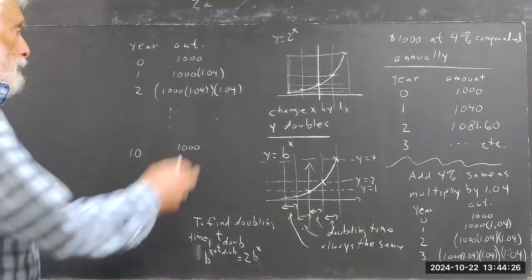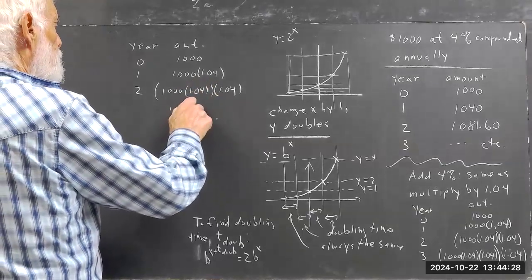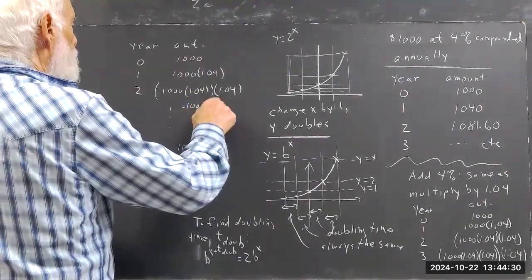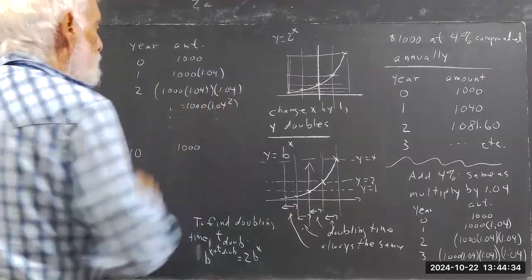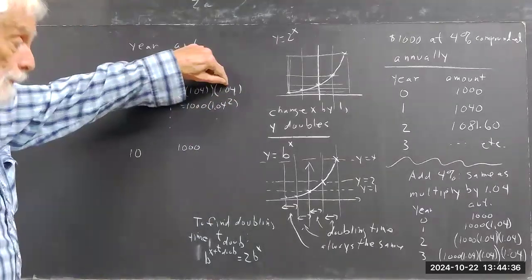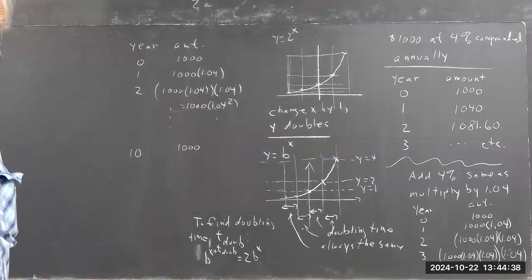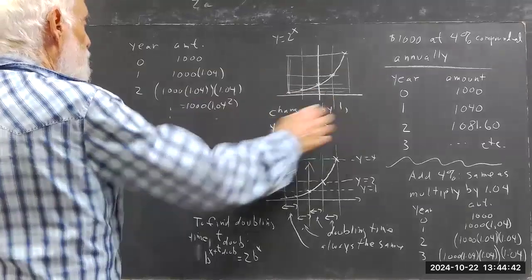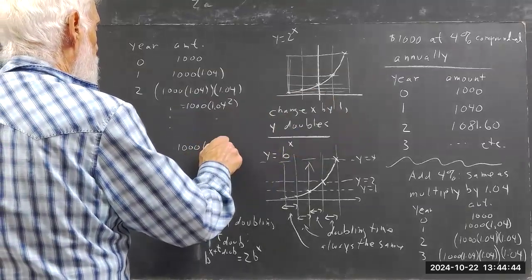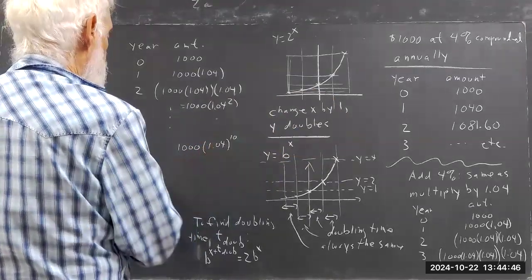But it's really easier if I come up here. Why don't I just call this 1,000 times 1.04 squared? Because 1.04 times 1.04 is 1.04 squared. So when I come down to the 10th year, I'll have to have 10 of these out there, but that's just 1.04 to the 10th.